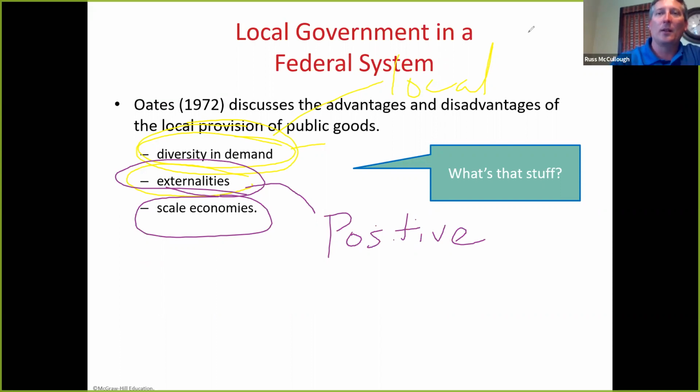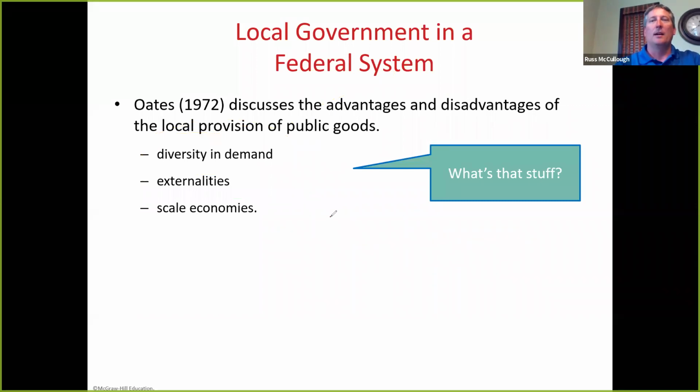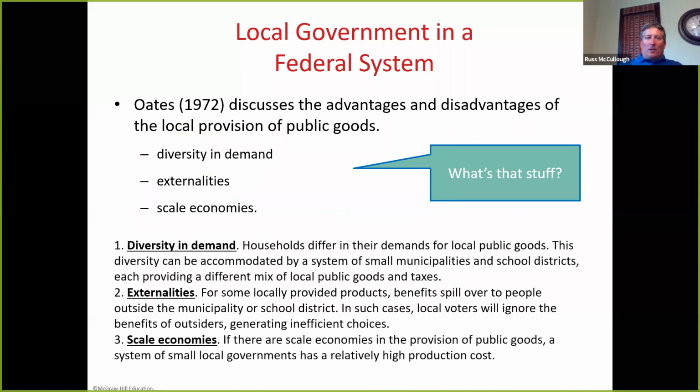All right, so let's see how we did here. Oops, I gotta get my clicker back on. So give those a quick read. I mean, we just kind of walked through most of it. That externality is referred to as a spillover too. So outside the school district might be that.